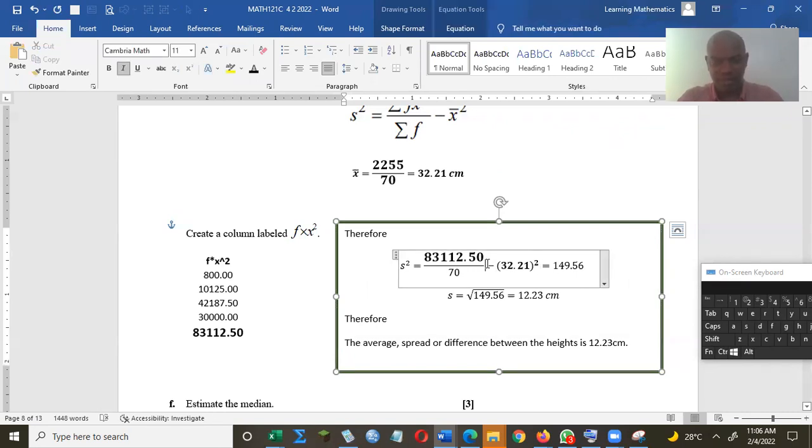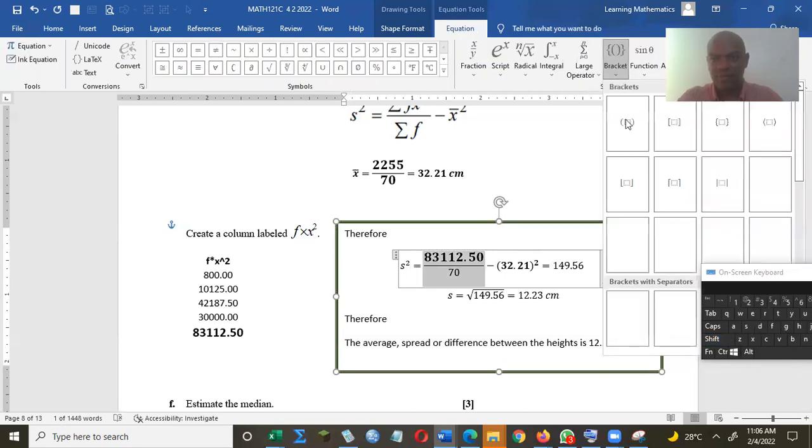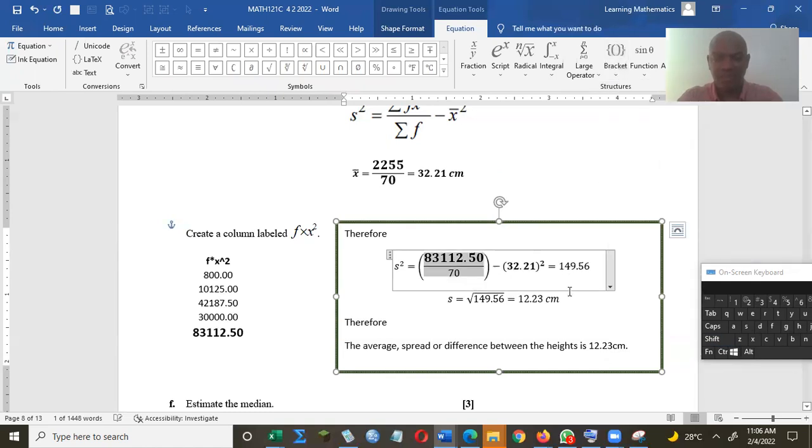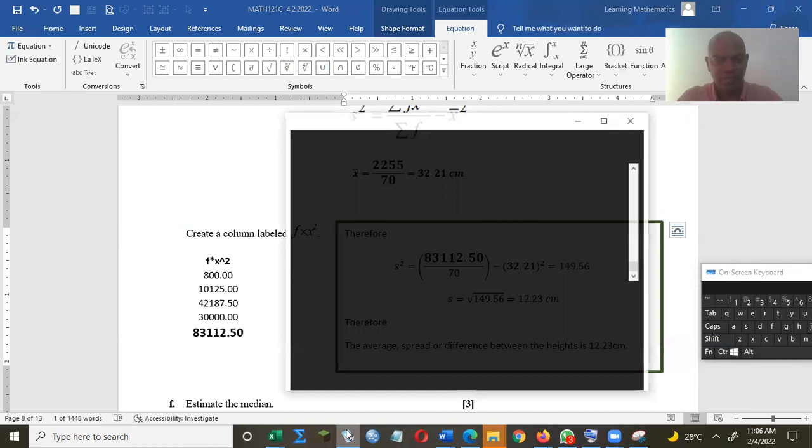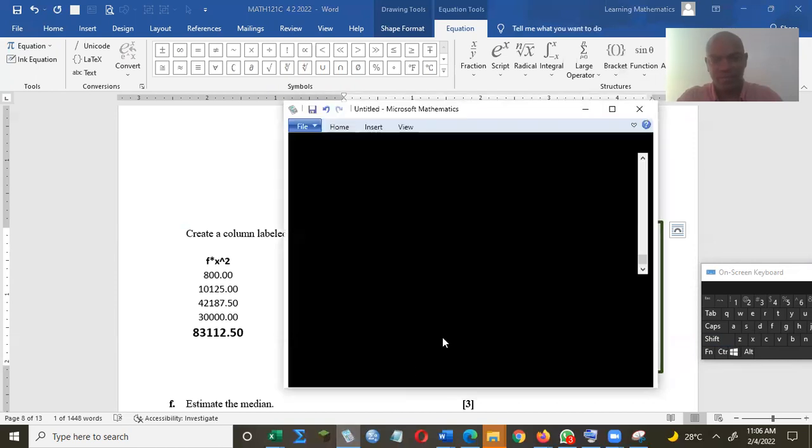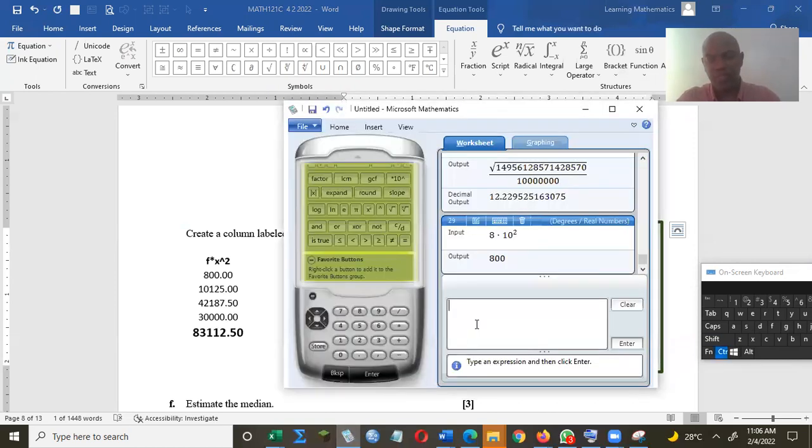Put this in a bracket. I'm just putting the bracket just to show you how you can type it in your calculator. Type it in your calculator exactly like that. Open bracket, the sum of x squared divided by the sum of f, close bracket, minus the mean squared. If you type that as is in your calculator, you're supposed to just get one value. One working. All right, here it is.